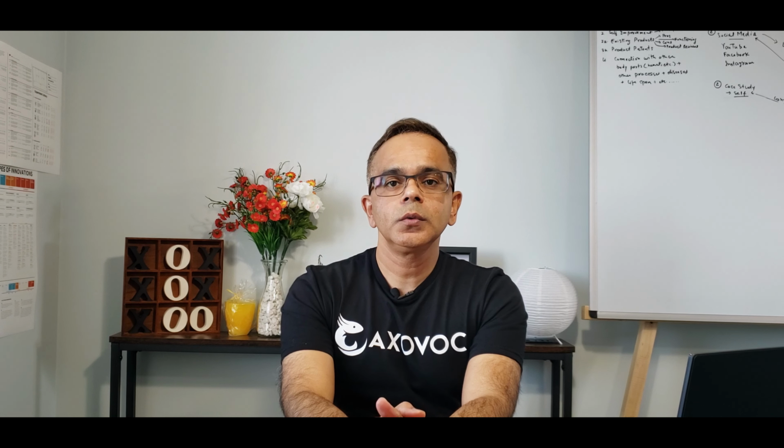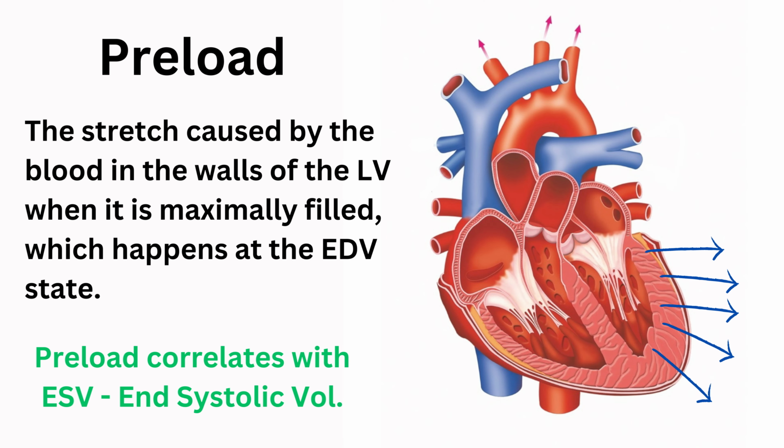Now, there are two more terms I want to discuss because they are used very frequently when we talk about VO2 max. So you will see me using those very frequently in my later videos. The first term is called preload. Preload is the stretch caused by the blood in the walls of the left ventricle when it is maximally filled, which happens at the state of EDV. It is important because preload directly correlates with stroke volume.